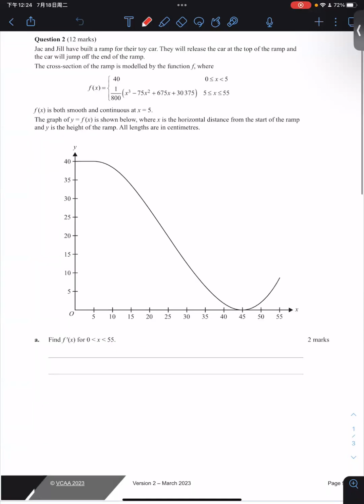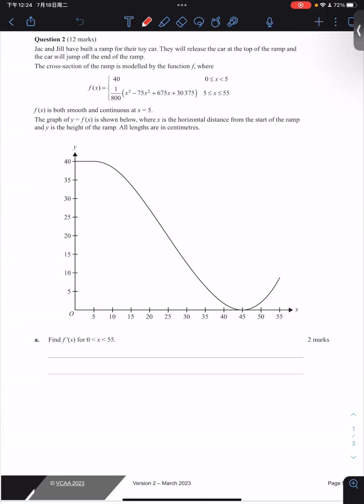So Jack and Jill have built a ramp for their toy car. They will release the car at the top of the ramp and the car will jump off the ramp. The cross-section of the ramp is modeled by the function f, where we are given a piecewise function, AKA a hybrid function. So this given function is separated into two parts.